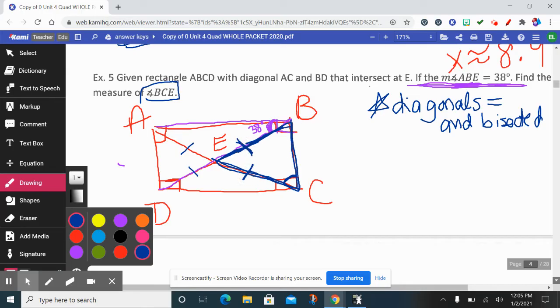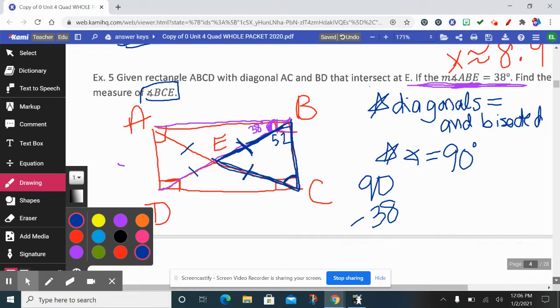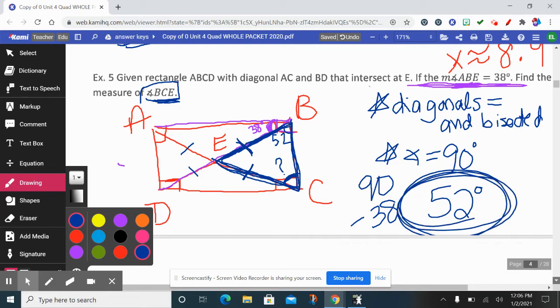All right. The other fact that we're going to use is that the angles equal 90 degrees altogether. So if we take 90 and subtract the 38 degrees that we have, we're going to find 52 degrees. Well, if that angle is 52, this navy blue triangle I've been tracing here is isosceles. So that tells me this angle we're finding, this angle BCE, is also going to be 52 degrees. Okay, so that's going to be your final answer here.